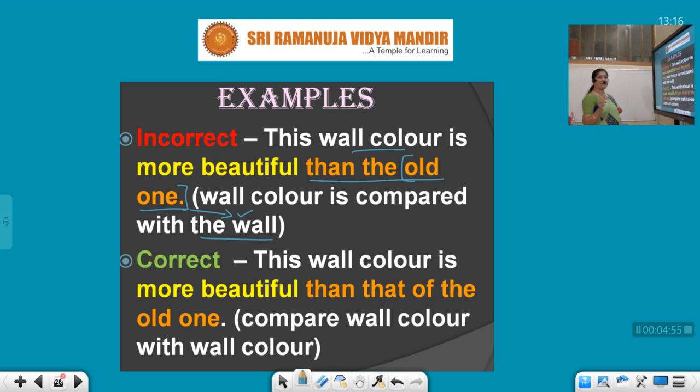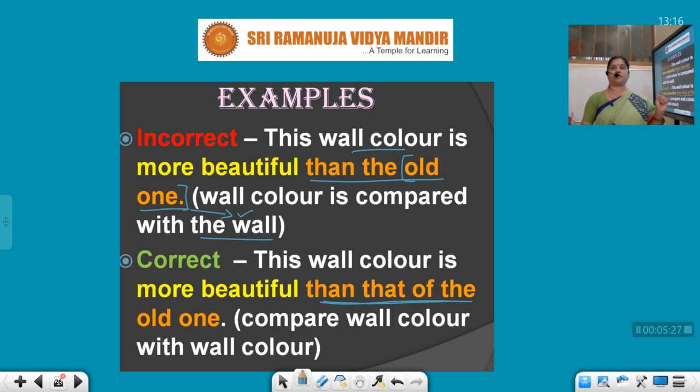wall color. So the correct way of writing the sentence is, this wall color is more beautiful than that of the old one. Is more beautiful than that of the old one. This wall color is more beautiful than that of the old one. So here old one means wall color. So minute mistakes. I'm again explaining you students.